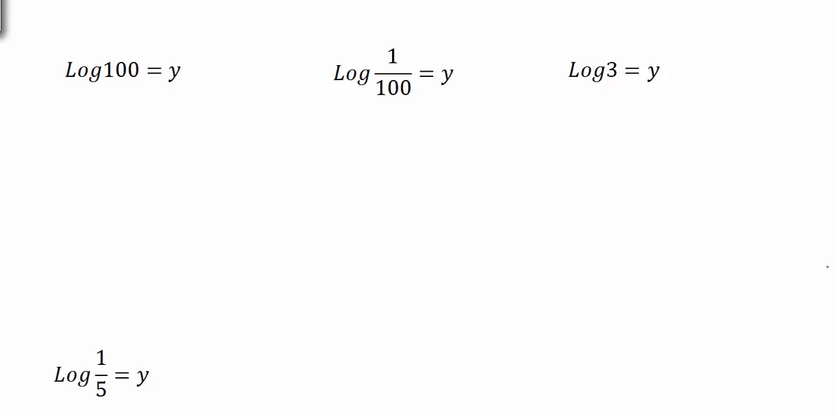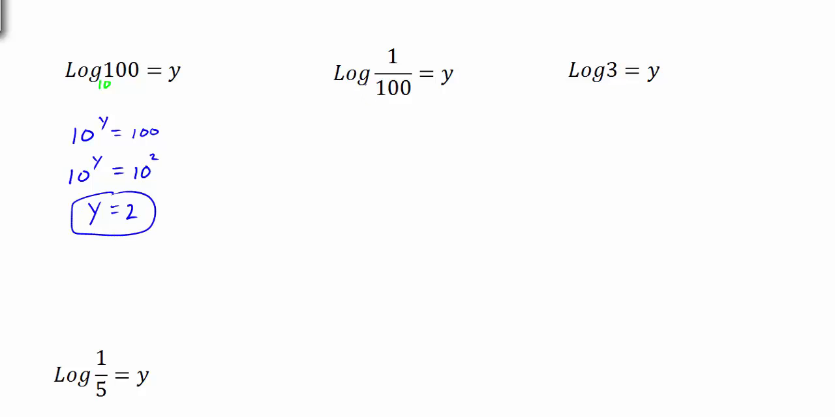All right, now we're going to look at some examples of log 100 equals y. Now remember, there's no base here, so we know this is understood to have a base of 10. So if we rewrite this, then we're going to have base 10 to the exponent y equals 100. And if we match up the bases, we know that we can write 100 as 10 squared. So therefore, y has to be equal to 2.